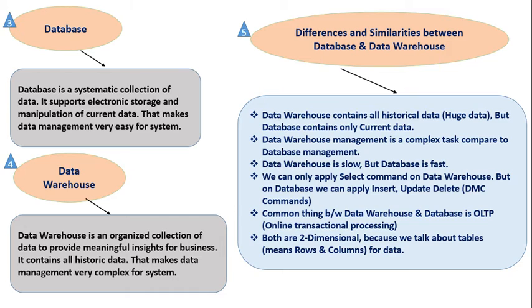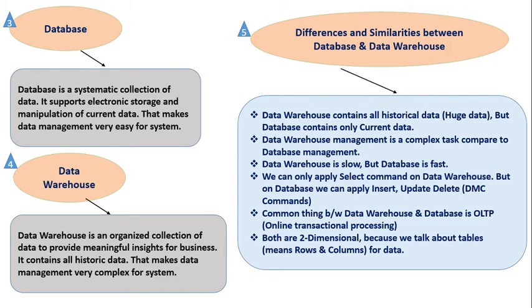So a database is a systematic collection of data. It supports electronic storage and manipulation of current data. That makes data management very easy for the system. Let's suppose you want to connect with a database or a data warehouse. We have two things, database and data warehouse. If you want to fetch current data only, you don't want to go very deep into the historic data, then you will connect with the database, because for the database, data management is very easy because it contains only the current data, an organized collection of current data, right?